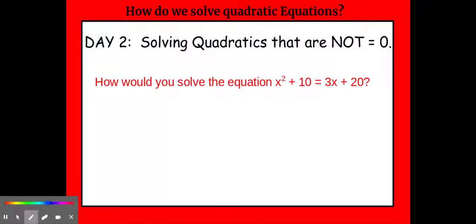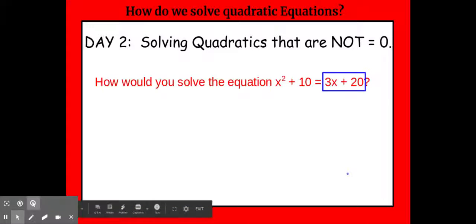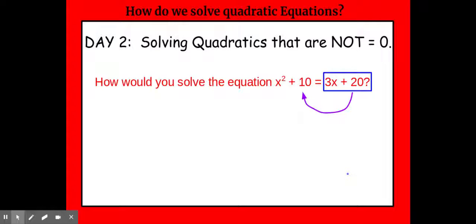Okay, so the first thing we need to look at is how do we get that 3x plus 20 over to the x squared side? We have to bring it over there to keep our x squared positive. So we need to move it over there. How do we do that?